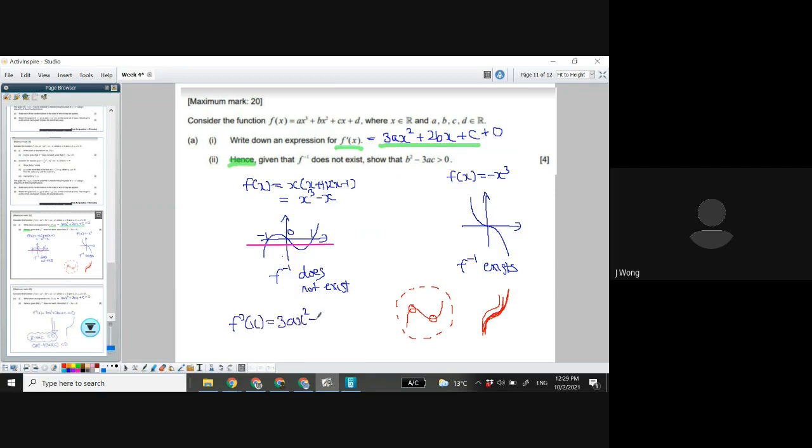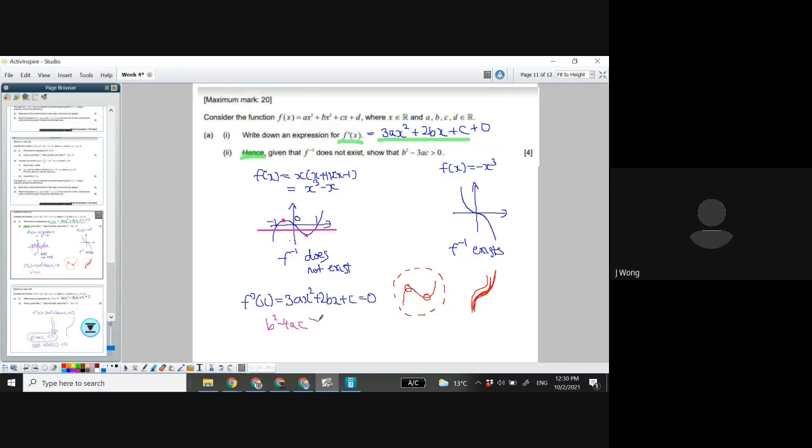So I'm just going to set my gradient function as 0, indicating that I'm trying to find these points. And since I'm in this situation where f inverse does not exist, that means I must have answers for stationary points. That's why I'm going to set the b squared minus 4ac for this quadratic equation greater than 0, because I have answers for the stationary points. So when I'm solving this gradient equation, which ends up as a quadratic equation, there must be answers.